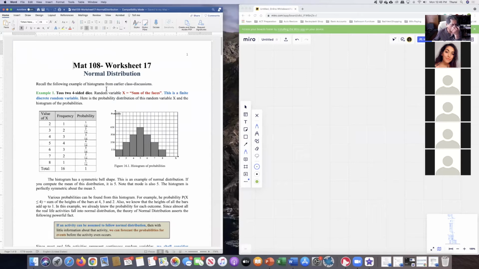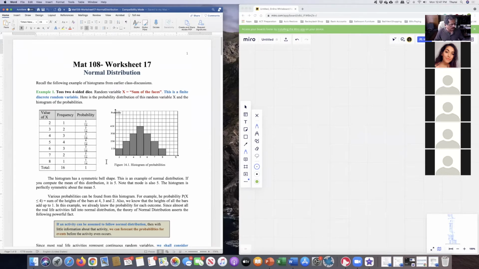Okay, so normal distribution is our last topic, and we already discussed a little bit about that before. It turned out that it is an applicable statistics. Everybody can use it in real life. Basically, it allows you to forecast the future. Whatever we're going to do here is going to be figuring out the probability for something to happen before it happens. We can figure that out if enough information is provided about that activity.